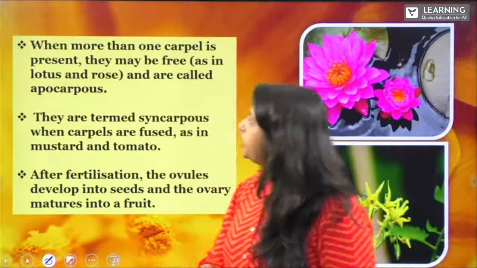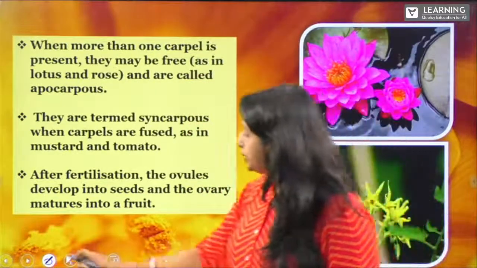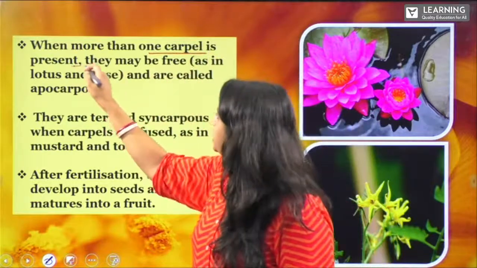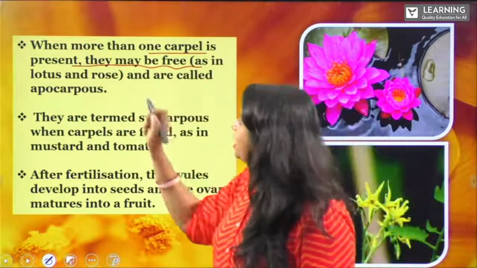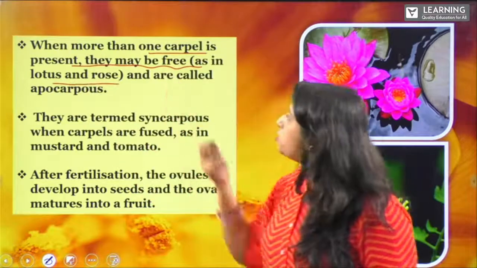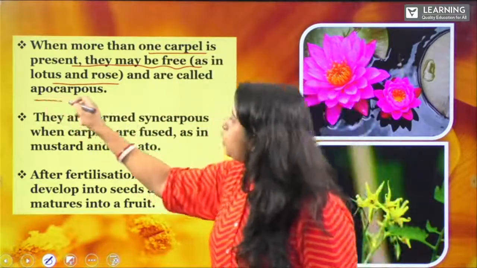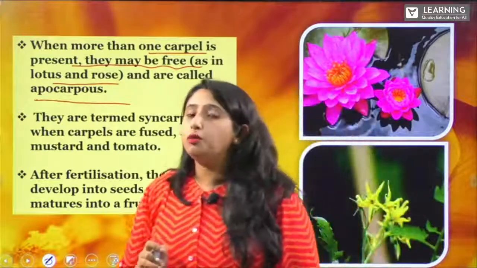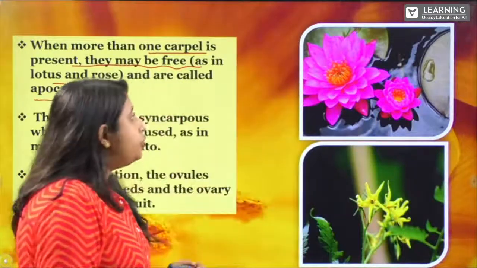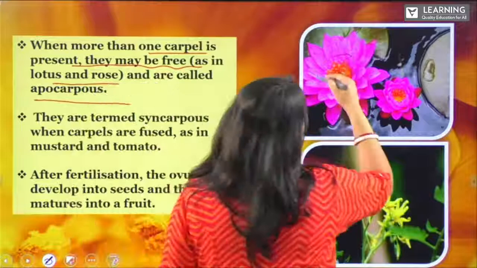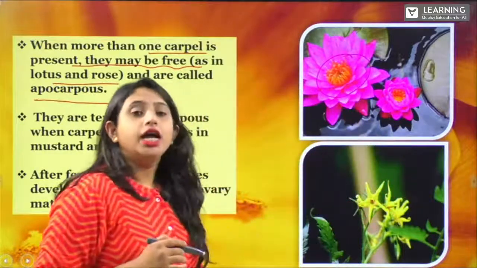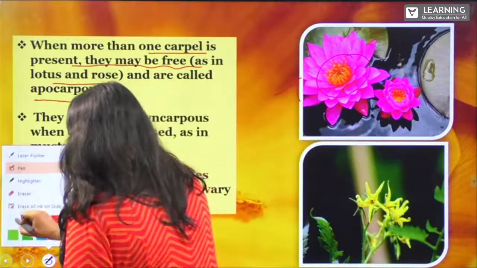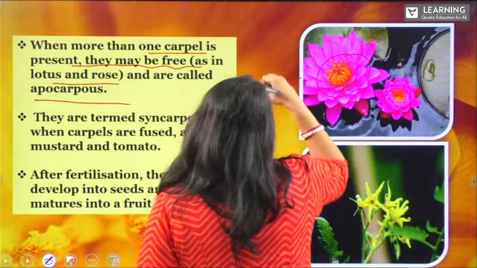Next, when more than one carpel is present, it may be free, as in the case of lotus and rose, and is called apocarpous. So when more than one carpel or pistil is present and they are free, as you can see in the case of this lotus, it is called apocarpous.